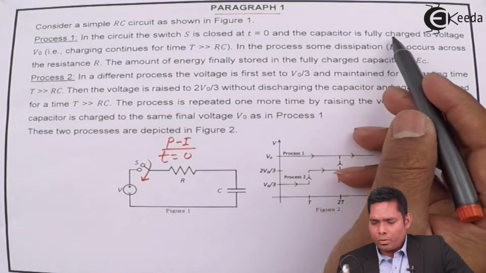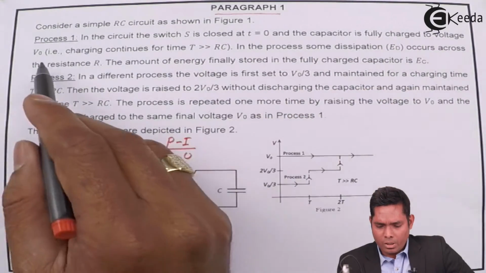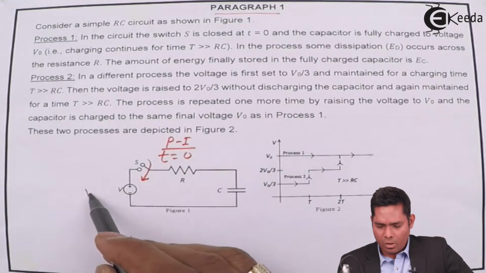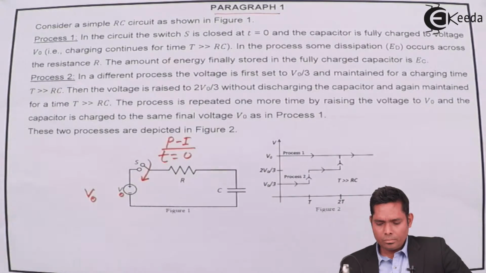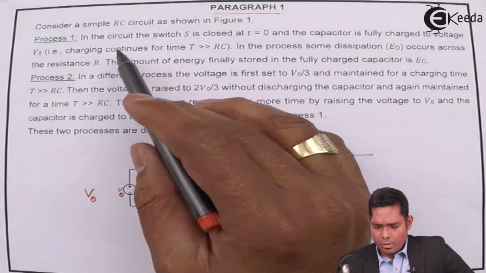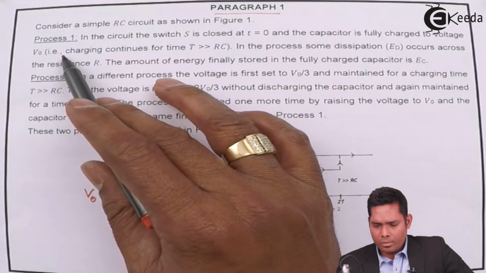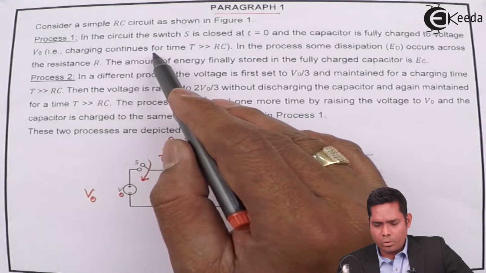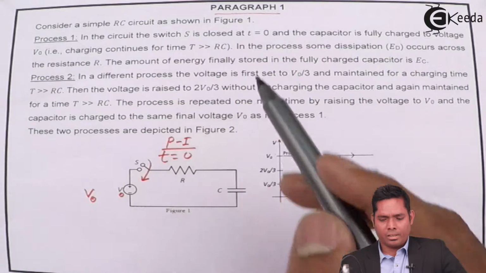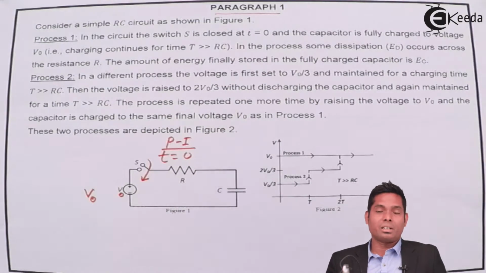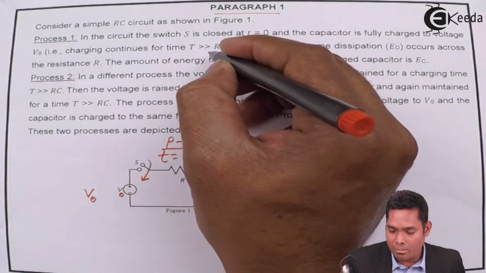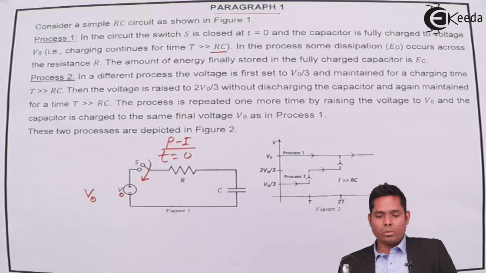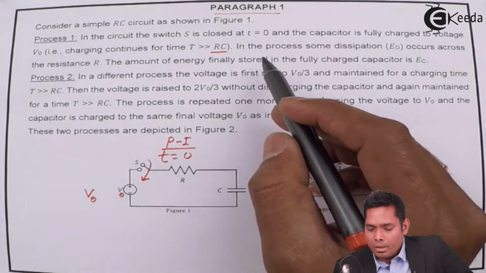And the capacitor is fully charged to voltage V0. Obviously this is the V0 that is applied here. So it is fully charged, V0. Charging continues for time t greater than RC. The time is much greater than RC. RC stands for the time constant. So that means for a very long time.